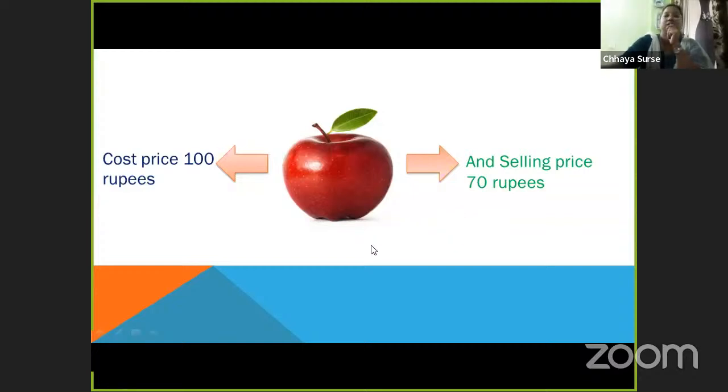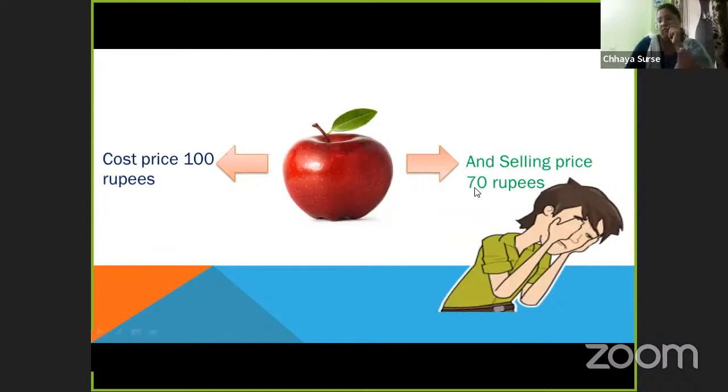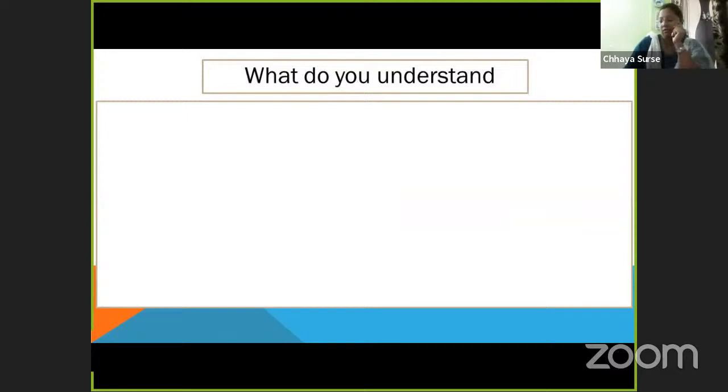So here we have a 30 rupees loss, because the cost price was 100 and the selling price was 70 rupees. That's why here we got the 30 rupees loss. That's why Raju is very sad.